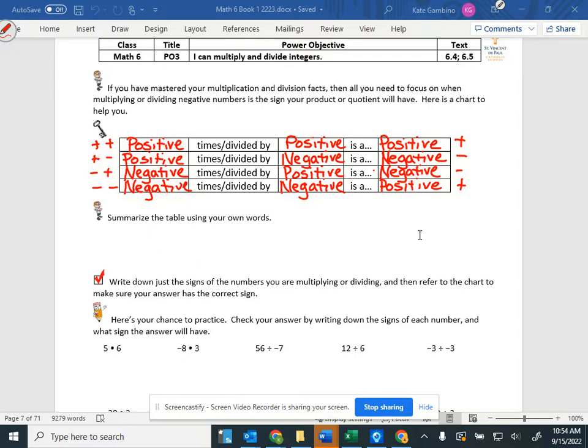So if they're both the same, positive, positive, or negative, negative, our answer is going to be positive. If they are different, positive, negative, negative, positive, our answer will be negative. So if they're different, the answer will be negative. If they're the same, the answer will be positive. Different, negative. Same, positive.